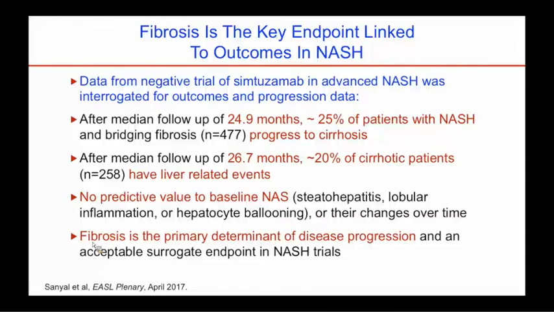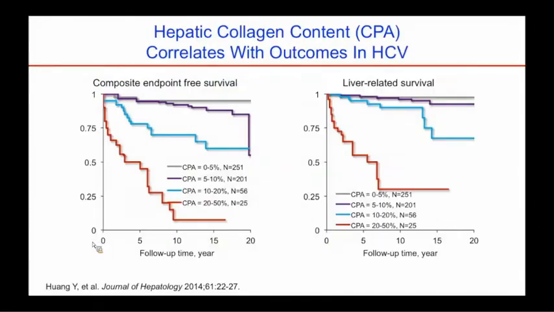There's sampling variability. It's the fibrosis that represents a more direct, integrated readout of the sum total of necroinflammatory activity, which may not be fixed in one point in time. And of all the things, fibrosis was the primary determinant of disease progression, and an acceptable surrogate endpoint in NASH trials.